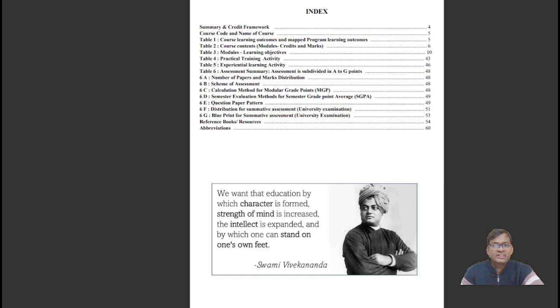So first we see the index. In the index, the overall details of this course, the table of contents, what are the learning outcomes, what are the learning outcomes mapped with the course learning outcomes, and what are the course contents. The course is divided into different kinds of modules, and they have given the credits and allotted the marks. Table 3 explains the modules and the learning objectives related to those particular modules.